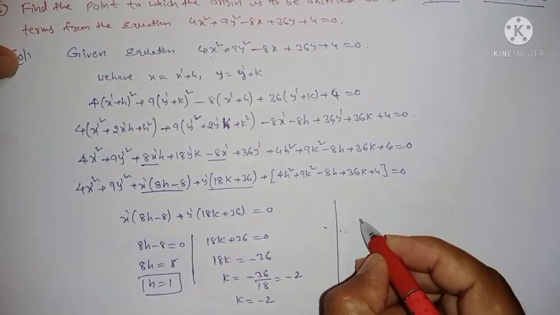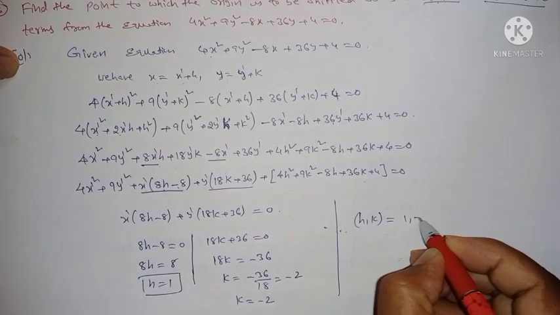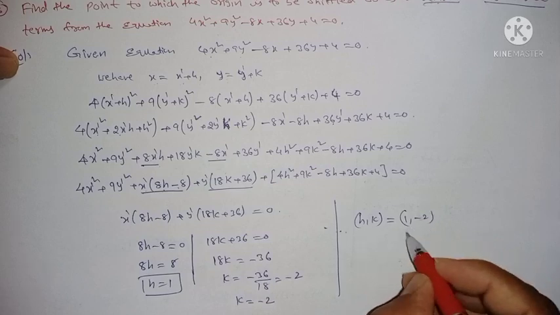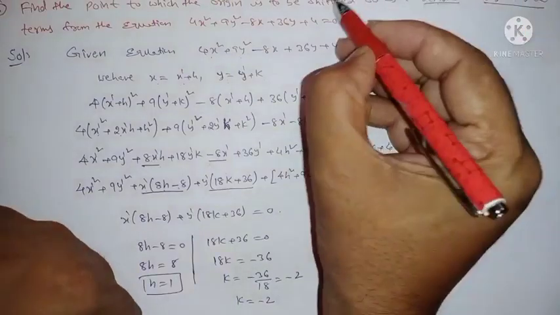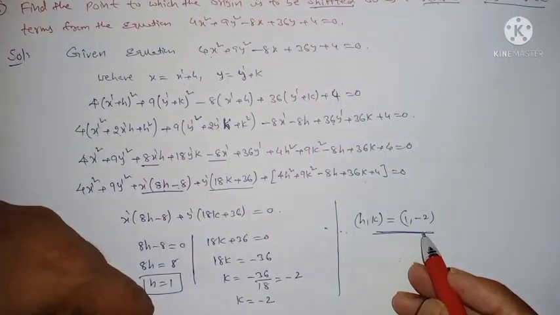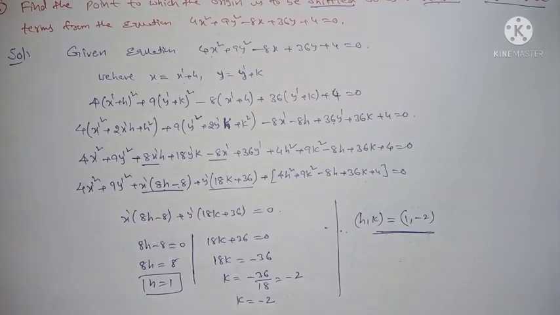Therefore, what is the answer here? h comma k is equal to 1 comma minus 2. Find the point to which the origin is shifted. Shifted to means that is h comma k. Therefore, h comma k is equal to how much? That is 1 comma minus 2. Okay.